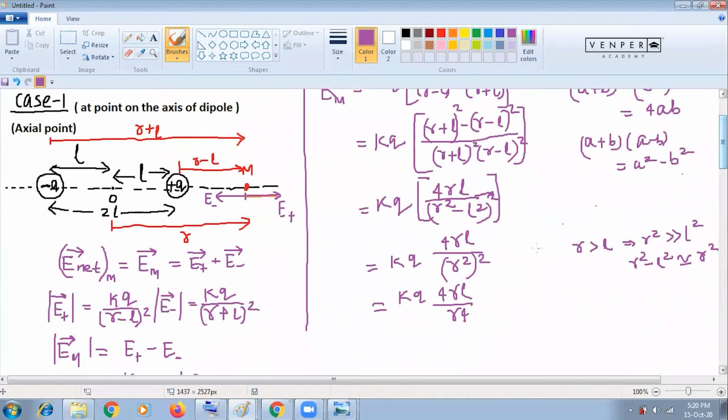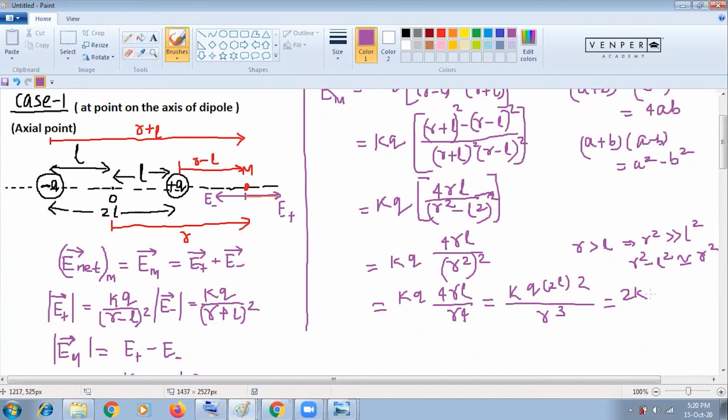Okay, R to the power 4. Now here you will write this to get KQ. Just one thing: write KQ into 2L, right? So here you write 2L into 2 divided by R^4.